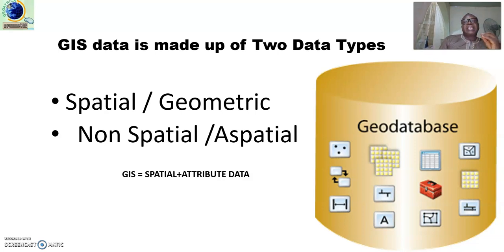Spatial data relate to maps, cartograms, diagrams, and cartography, while the attribute data relate to the database, to information that gives further description of the geometric data set. So a GIS comprises spatial data and attribute data.